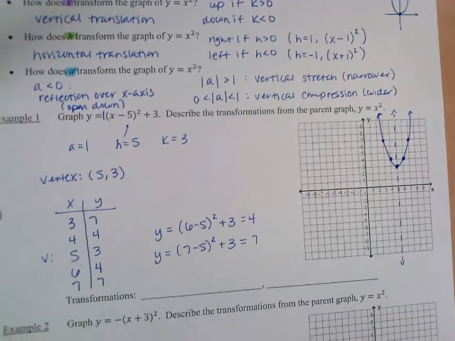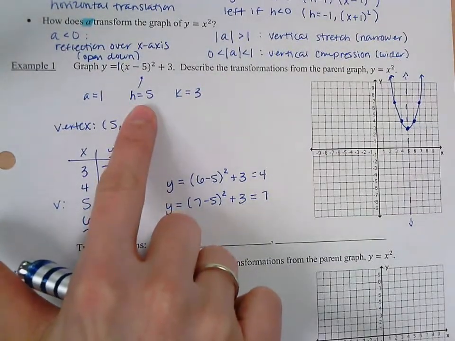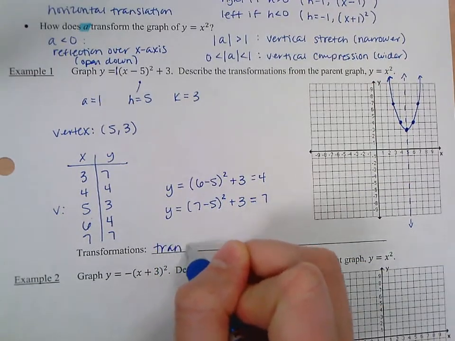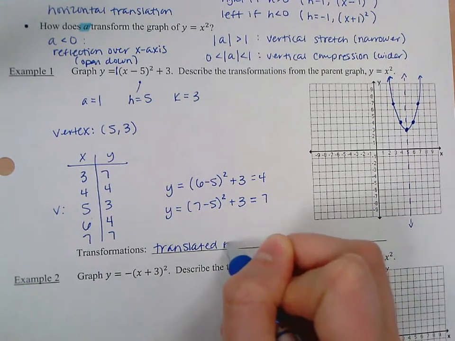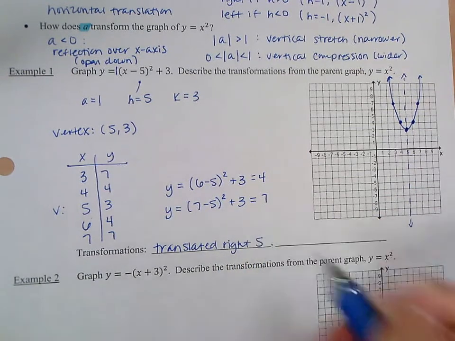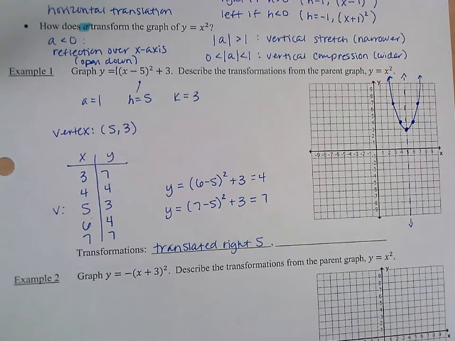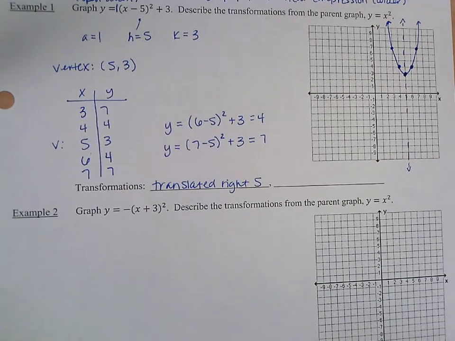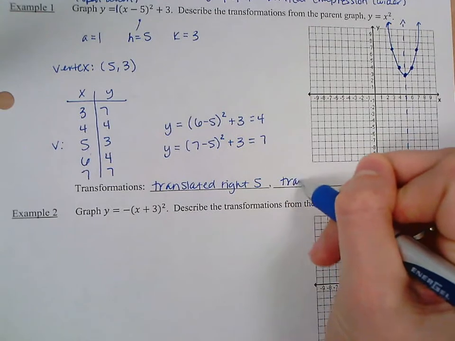So if the h value is positive 5, what transformation happens? It went to the right 5. So I can say translated right 5, or if you said shifted right 5 or moved right 5, that's fine. Translated is probably the most mathematical term to use, but if you said shifted or moved, that's fine. And then if k is positive 3, what happened? It went up 3. So translated up 3.